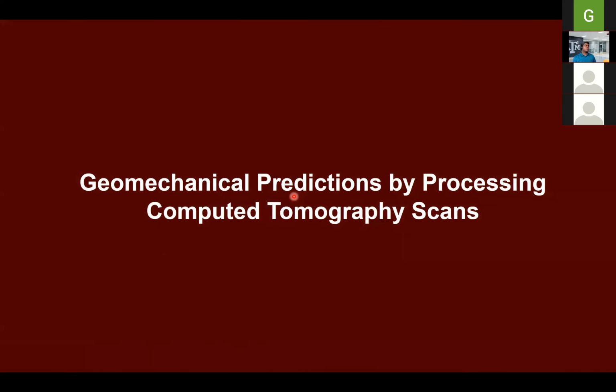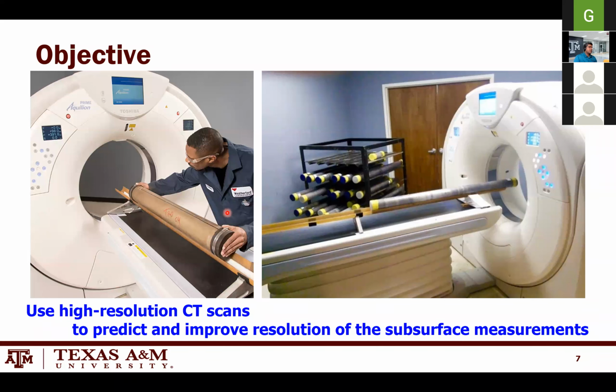So this is all about geomechanical predictions by processing CT scan data. What you see here is a CT scan device. There is a whole core sample. This whole core sample is put into the CT scan and we generate a density image. A CT scan measures density, high density, low density at different energy levels. And from there, we can see the matrix distribution. We can see pore distribution depending upon the resolution of the device.